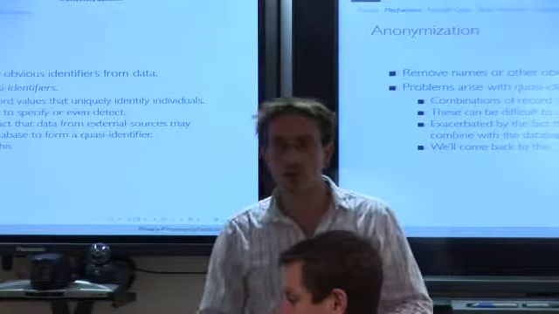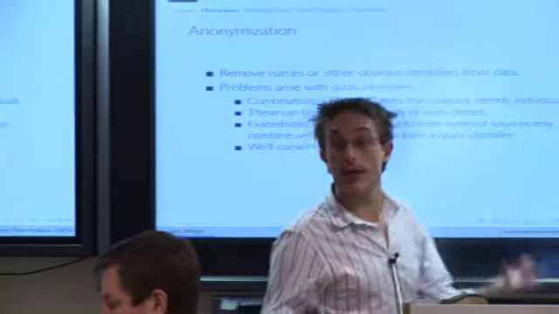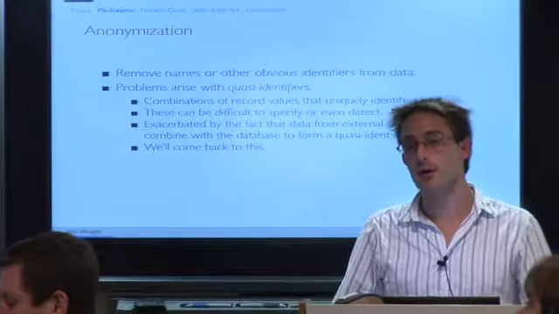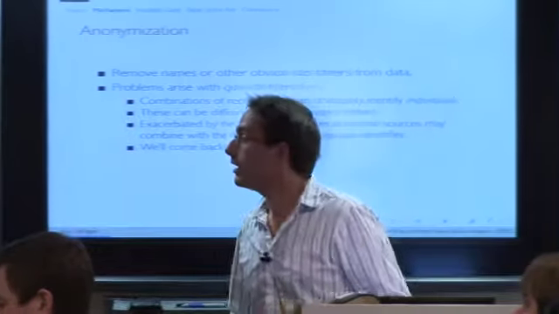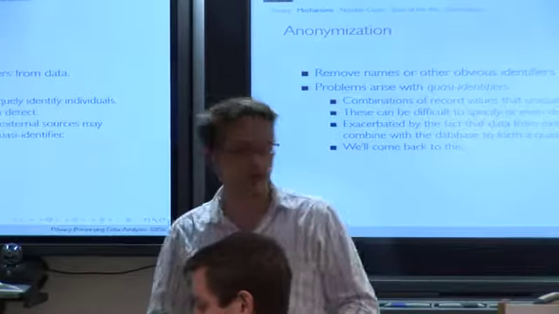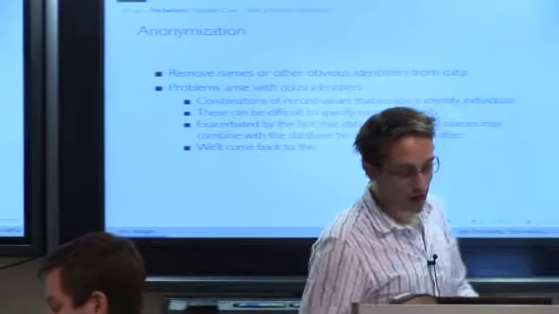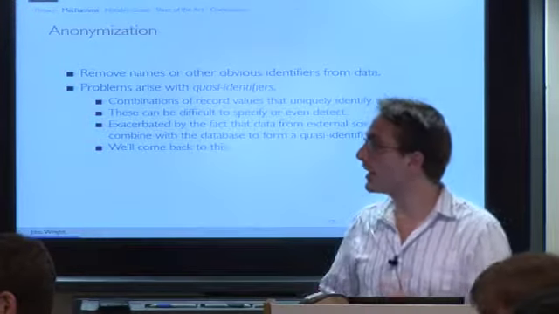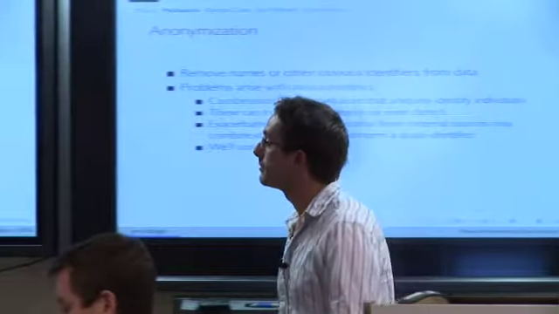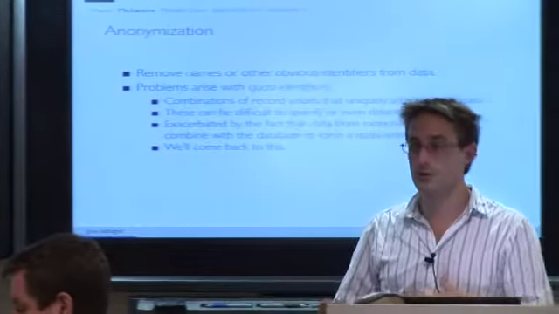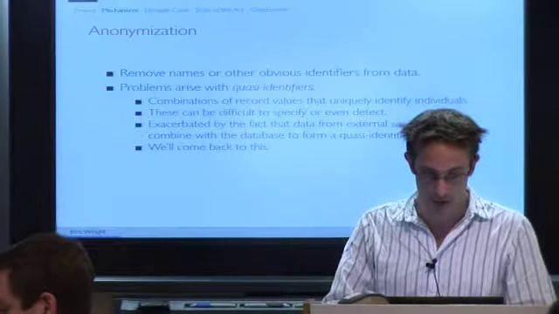The first thing that we can do when we anonymize data is to remove people's names from the database. We can say, we don't know who the people are in this database because we don't know their names. But what happens next is we get these things that we can call quasi-identifiers. These are combinations of values in the database that allow us to uniquely identify people. These can be difficult to detect. They can even be difficult to specify.